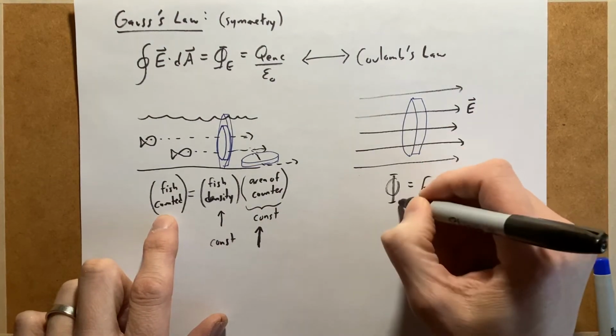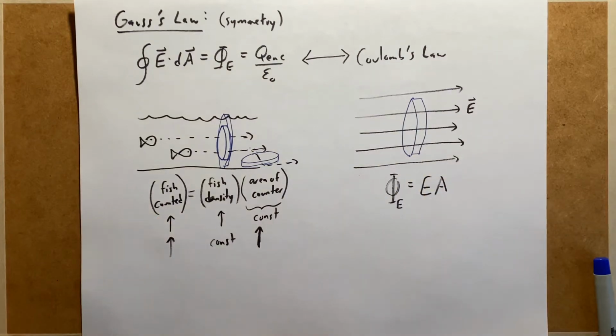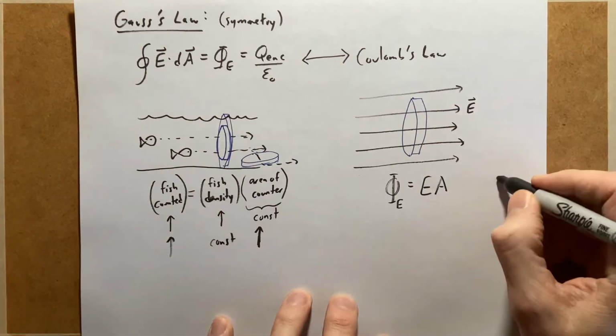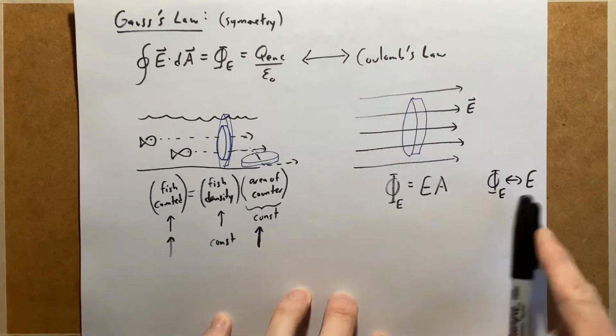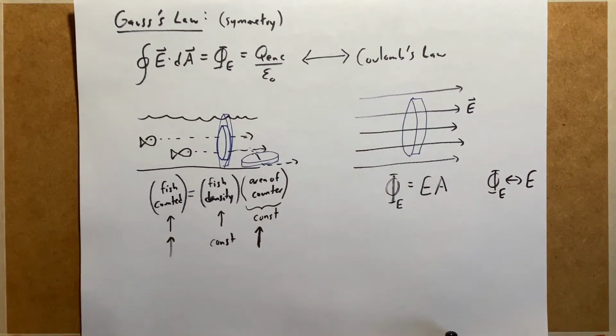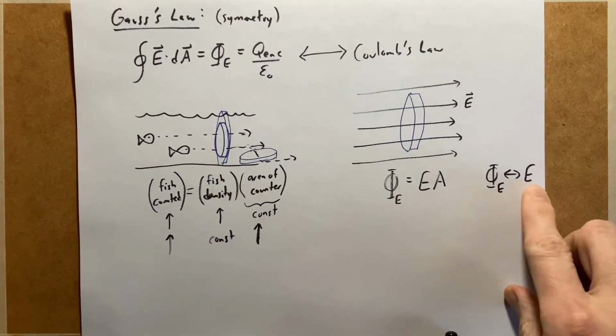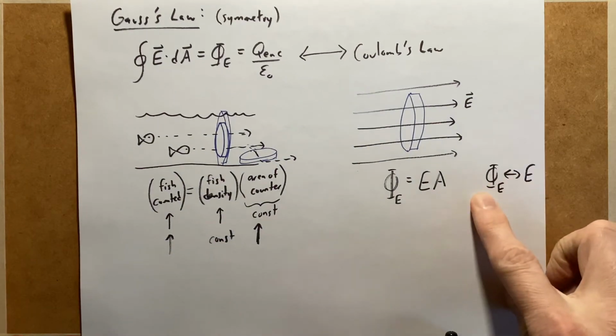Flux is a way of sampling a field by putting an area into that field and counting how much field goes through it. So essentially, there is a big relationship between flux and field itself. Anytime that you have a field, you can talk about the flux through a certain area that you stick in there.